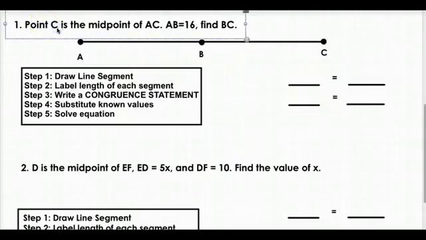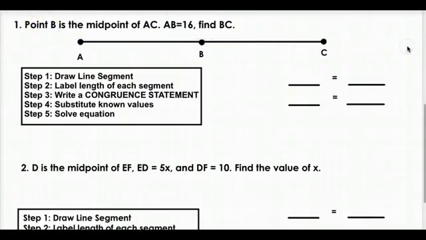So that was a little mistake. Let's say point B is the midpoint of AC. If AB is 16, find BC. Well, we know this is the midpoint, so what do we know? We know that AB, this line segment right over here, is congruent to BC. These are going to be the same exact length.